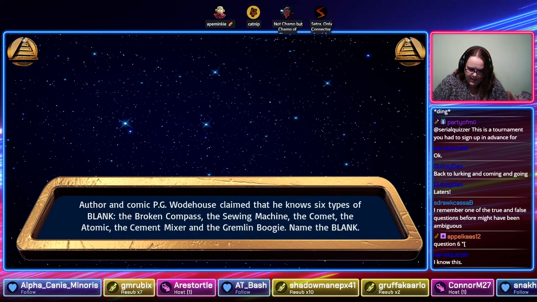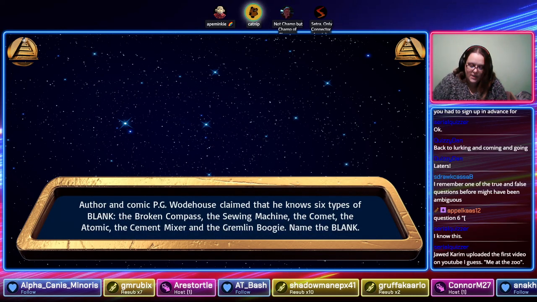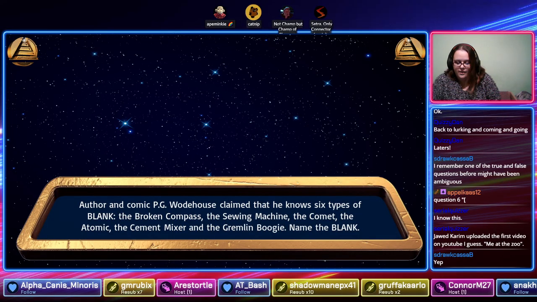Question number 8. Author and comedian P.G. Wodehouse claimed that he knows 6 types of blank: the broken compass, the sewing machine, the comet, the atomic, the cement mixer, and the gremlin boogie. Name the blank.